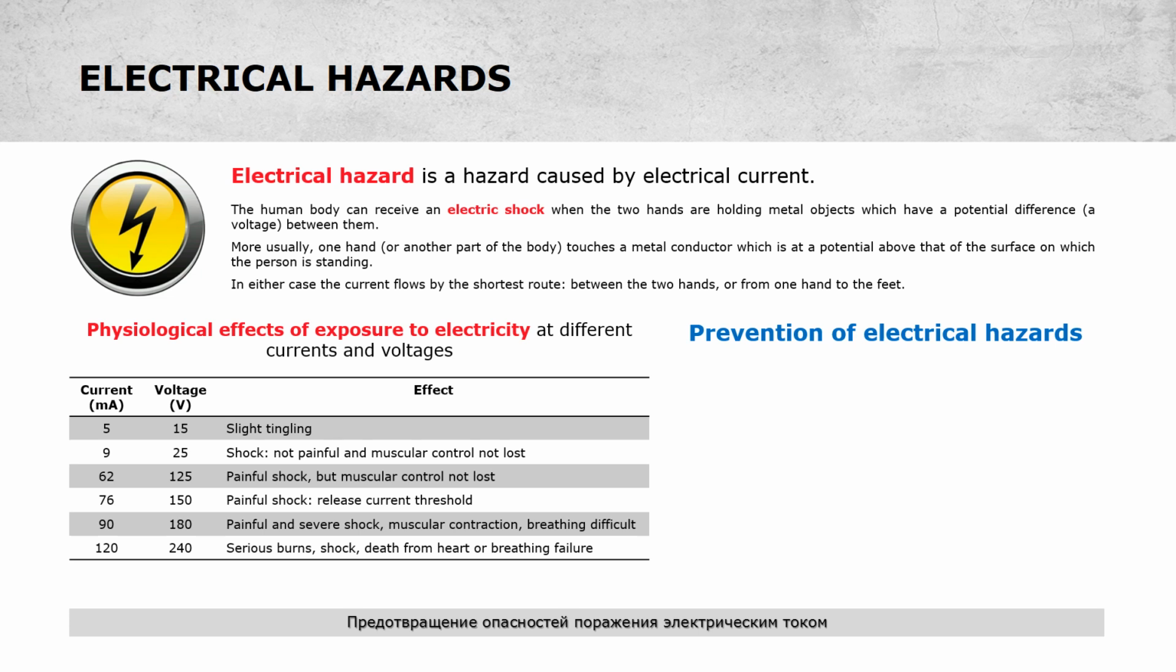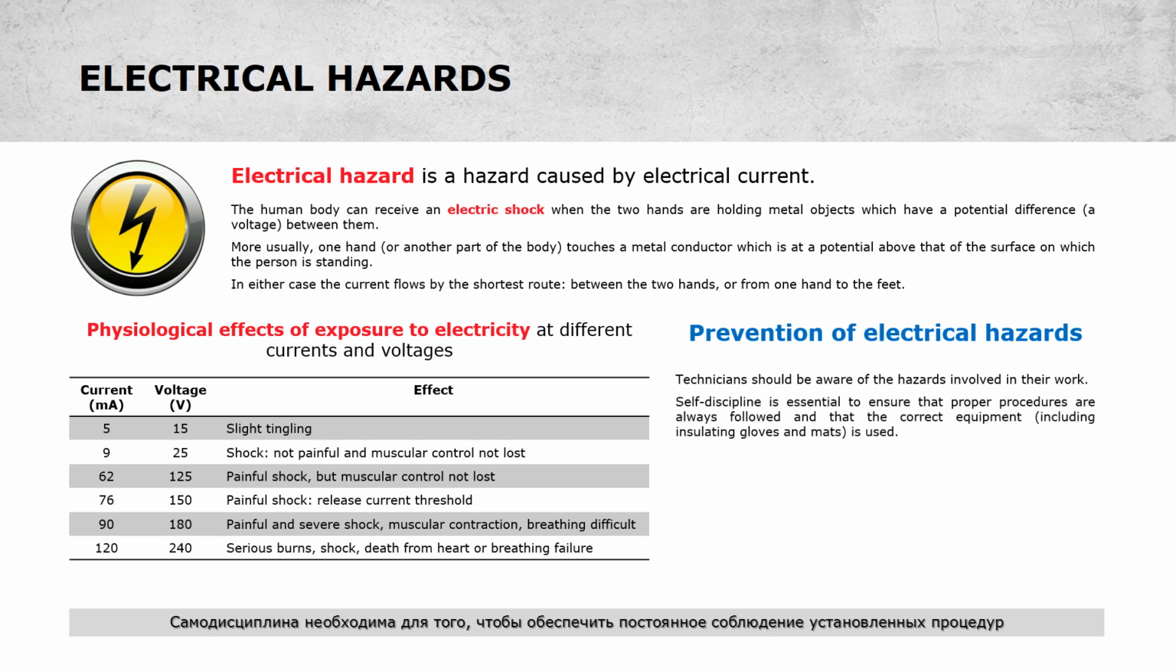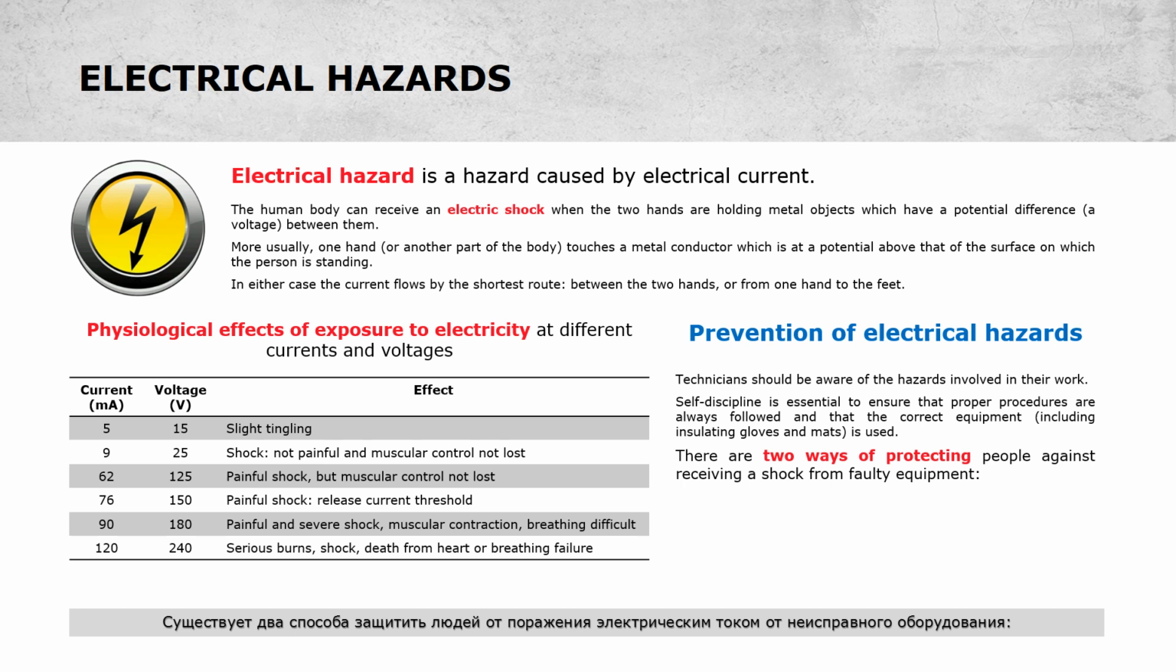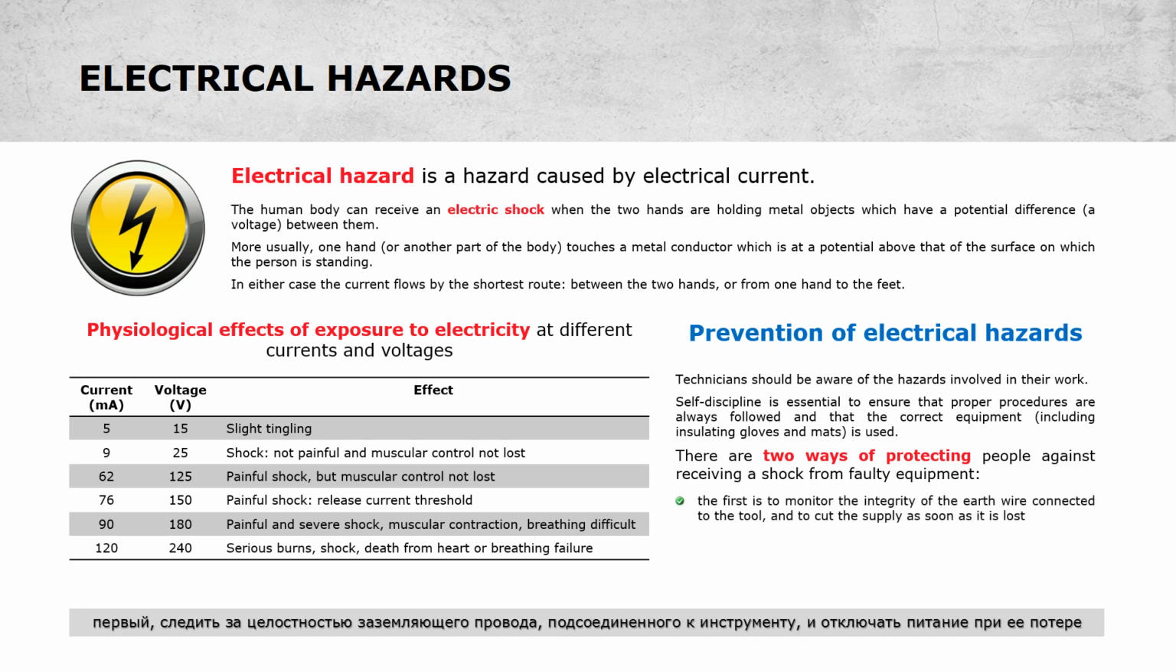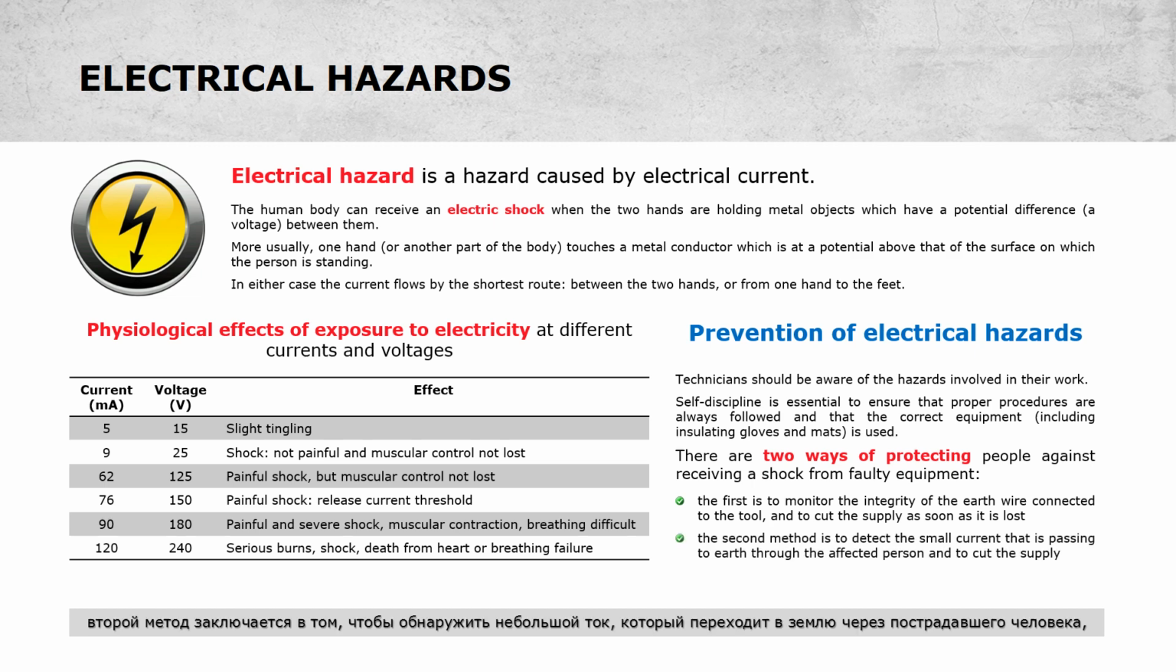Prevention of electrical hazards. Technicians should be aware of the hazards involved in their work. Self-discipline is essential to ensure that proper procedures are always followed and that the correct equipment, including insulating gloves and mats, is used. There are two ways of protecting people against receiving a shock from faulty equipment. The first is to monitor the integrity of the earth wire connected to the tool, and to cut the supply as soon as it is lost. The second method is to detect the small current that is passing to earth through the affected person and to cut the supply.